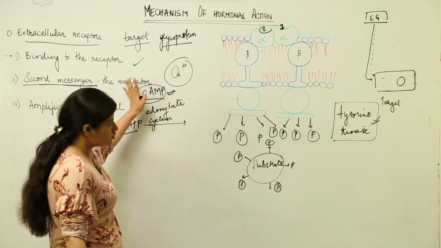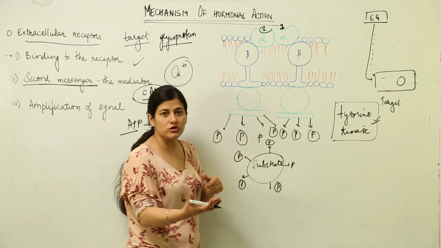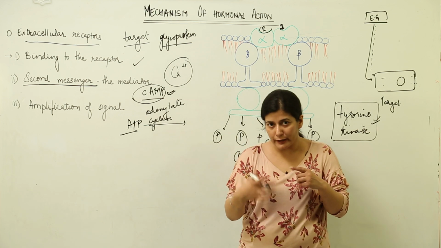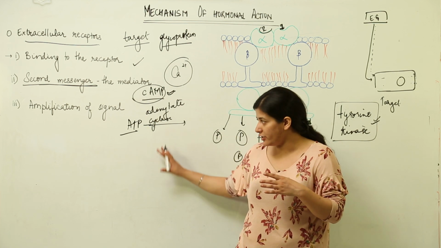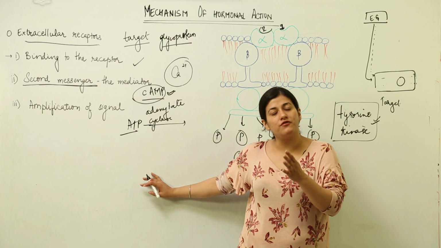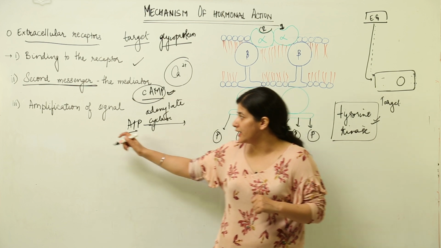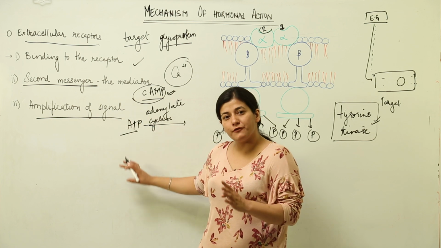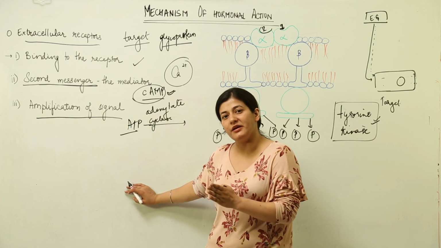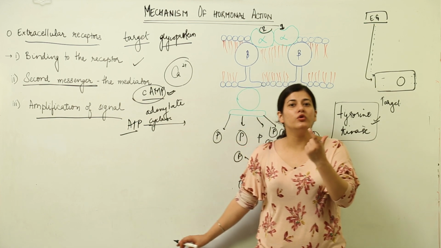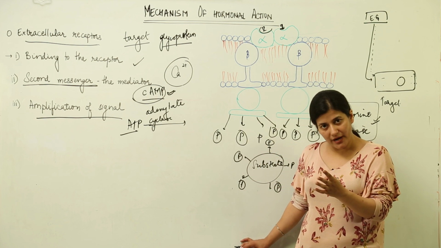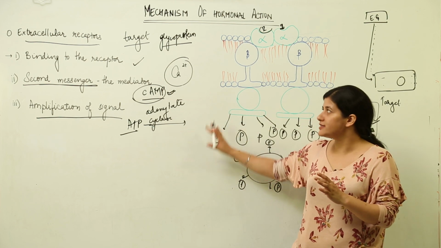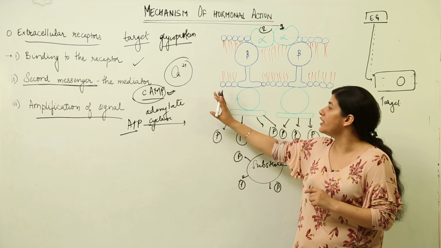and this cyclic AMP would work as the second messenger. This second messenger, or the mediator, is again going to bring a cascade of changes in the form of metabolic intermediates, and then there would be amplification of the signal, which would be responsible for that metabolic process which the hormone intends to do. Alright, so we see these 3 points, and this is how the mechanism of hormone action takes place.